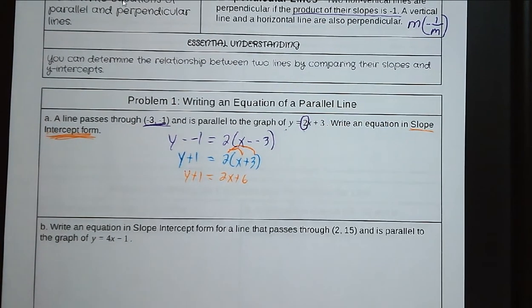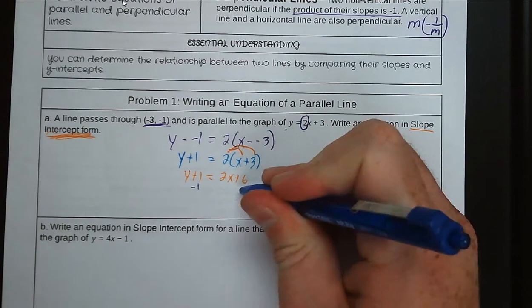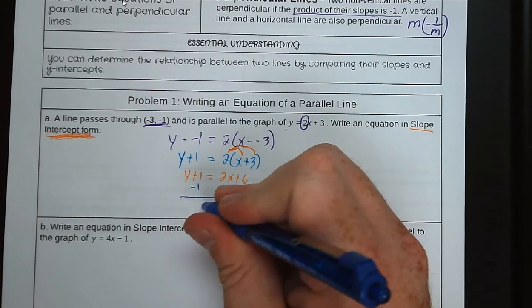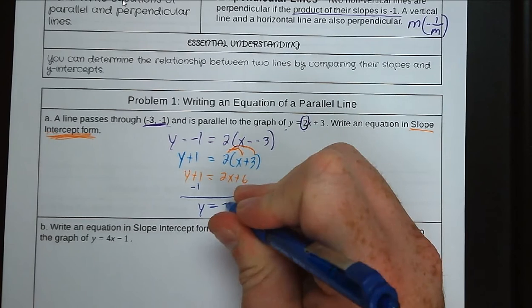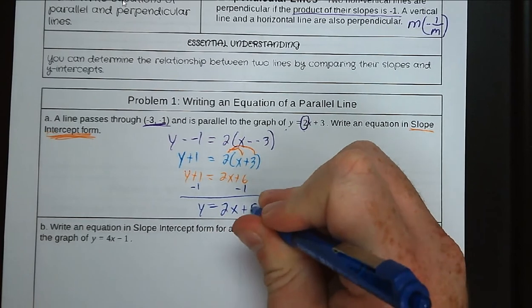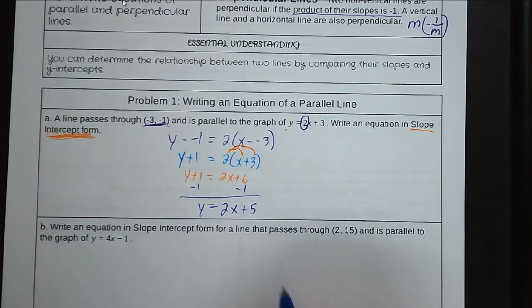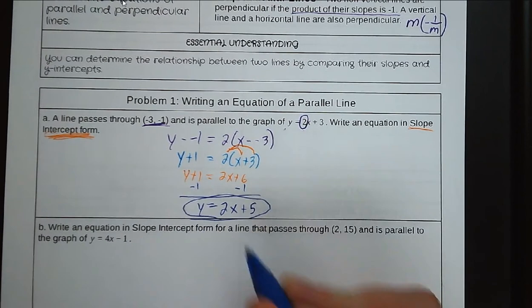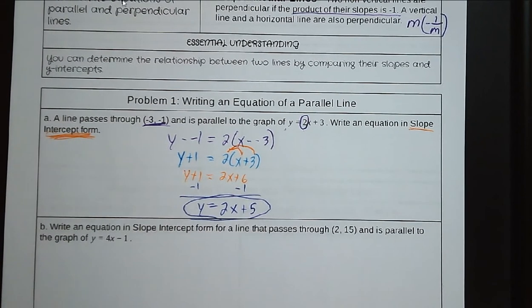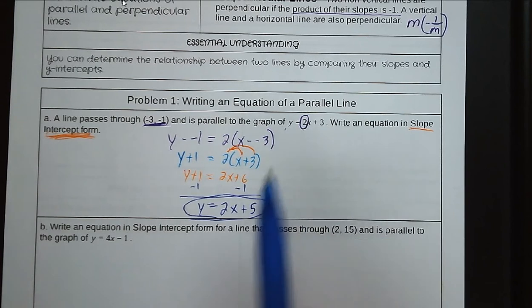My last step is to subtract 1 from both sides. y = 2x + 5. So that is an equation that goes through the point (-3, -1) that is parallel to y = 2x + 3.